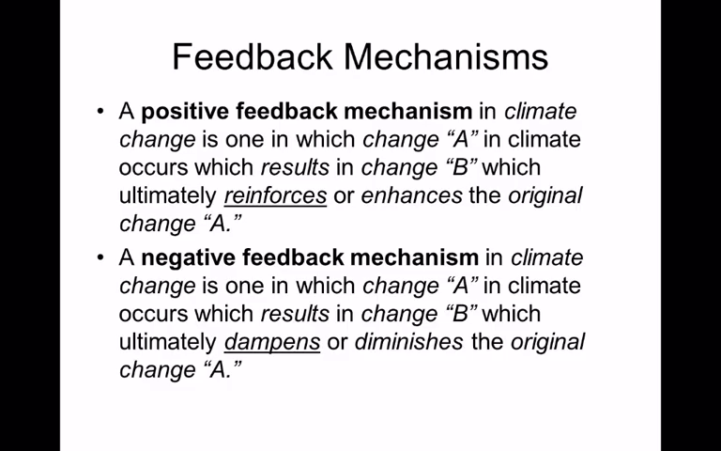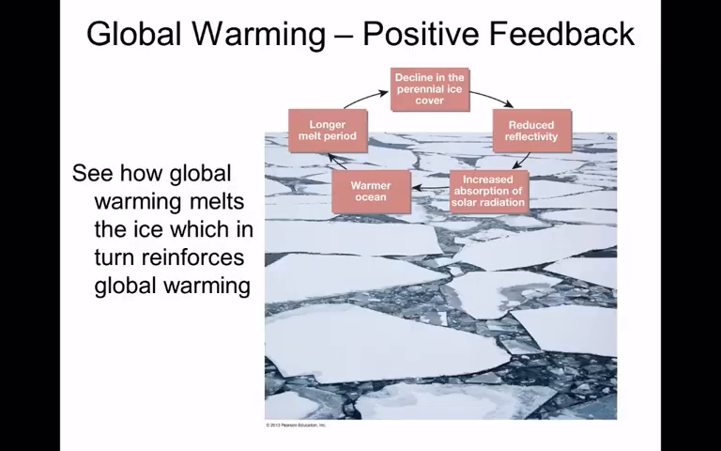So a negative feedback mechanism is kind of like the cycle is broken. Something happens, A, and that something A promotes B to happen, and B actually dampens A, so it makes A less likely to happen. So it's breaking the cycle. So that's a negative feedback mechanism.